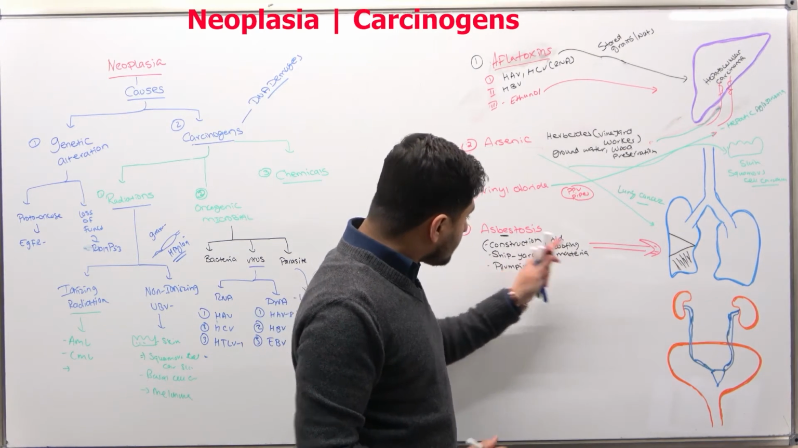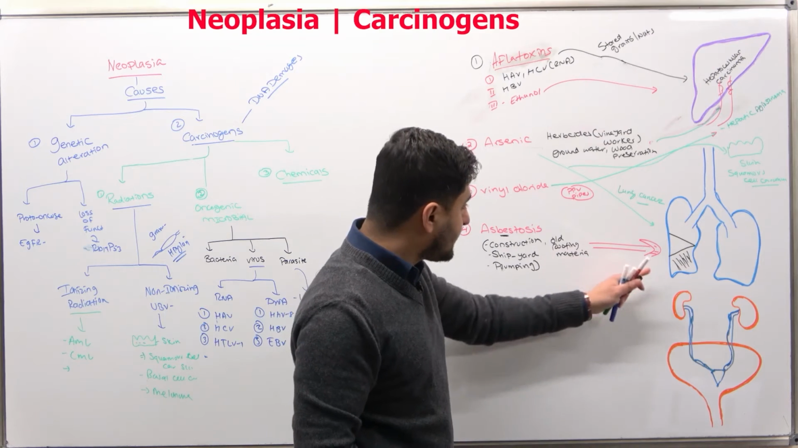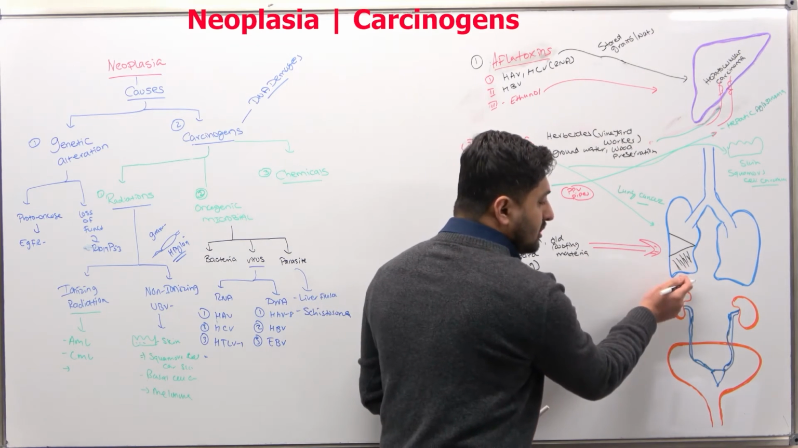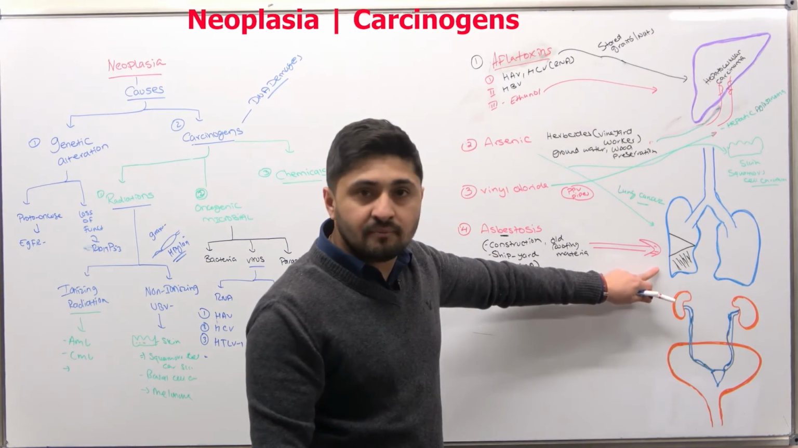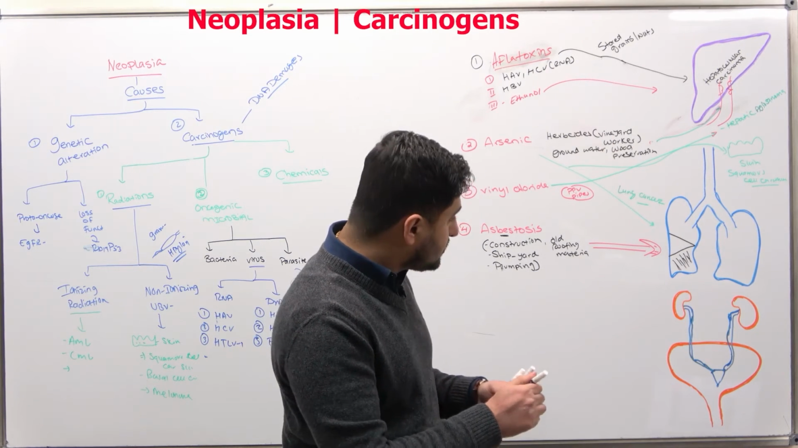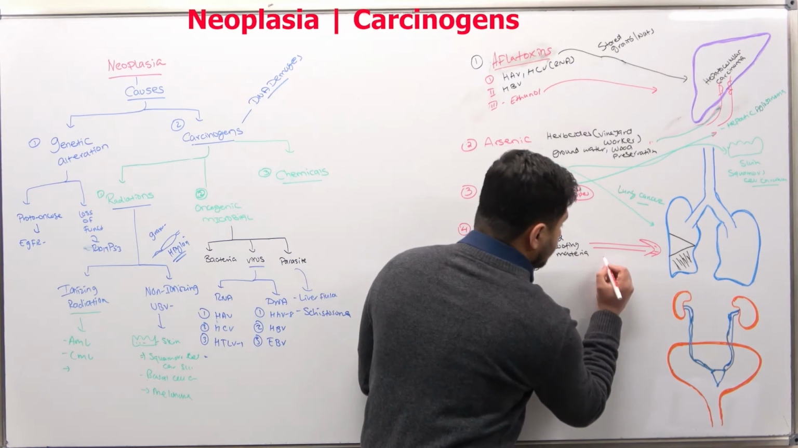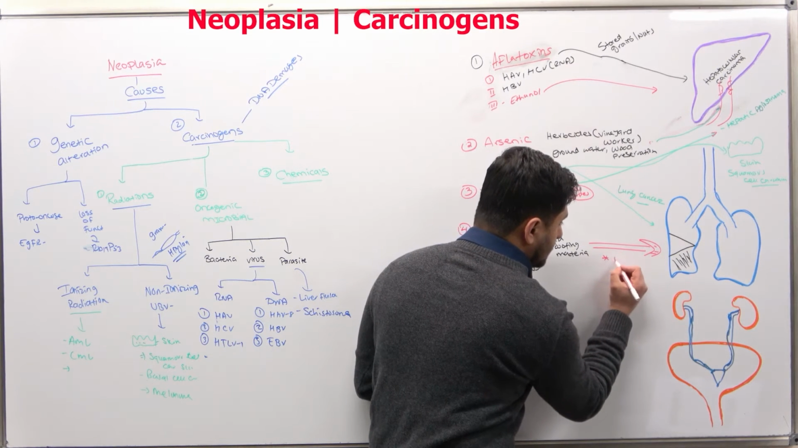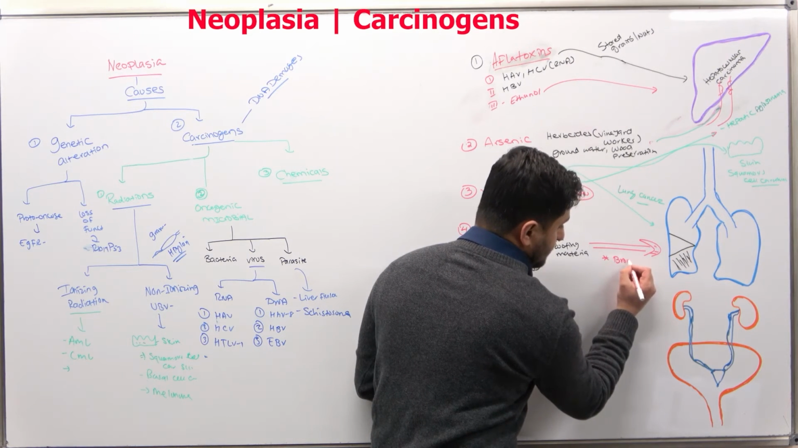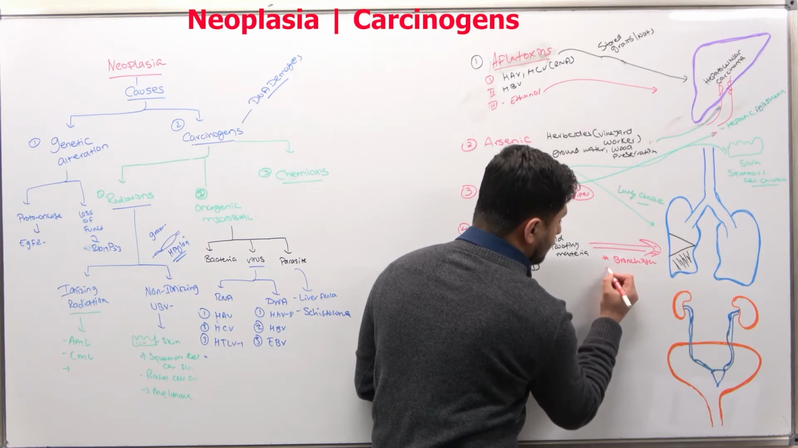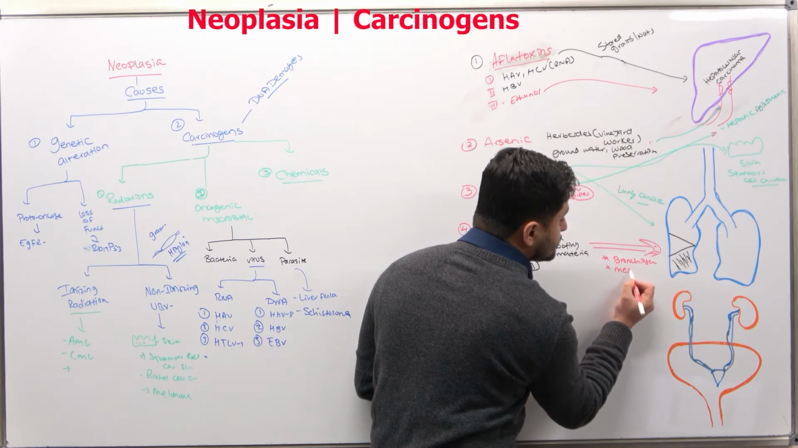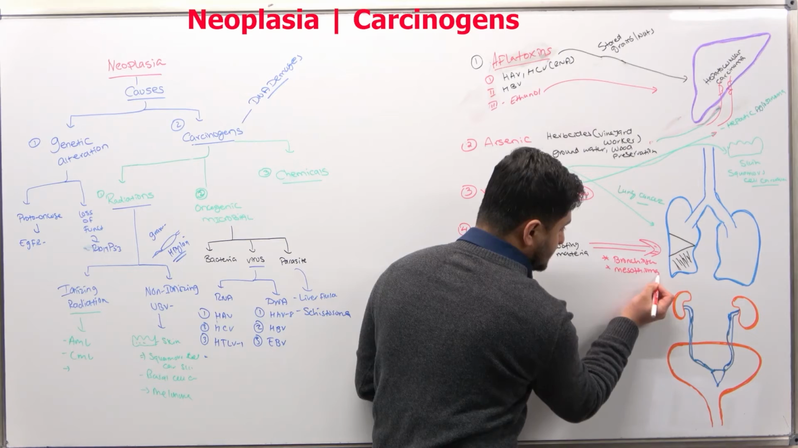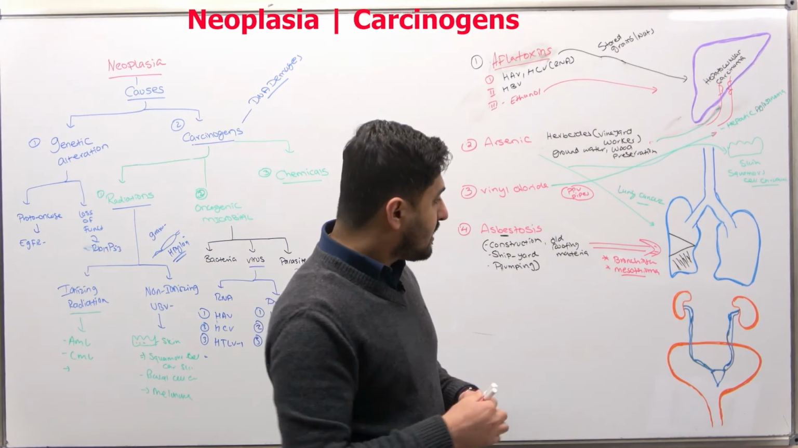And these are locations where you can find it. Asbestosis can give you lung cancers, primarily bronchogenic carcinoma, and also something called mesothelioma. You have to remember this. It's very, very high yield. And what is mesothelioma?